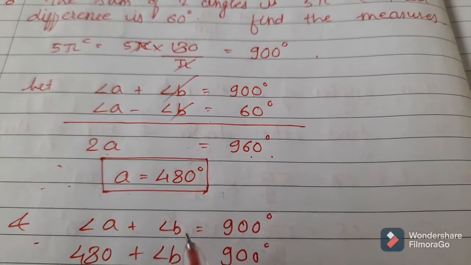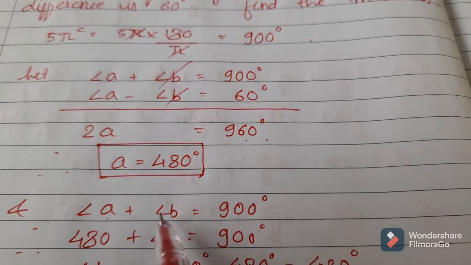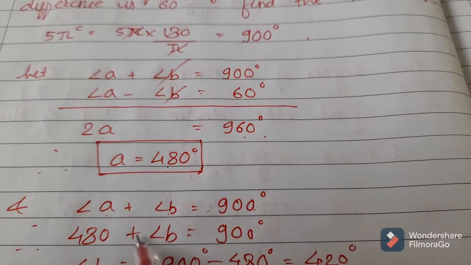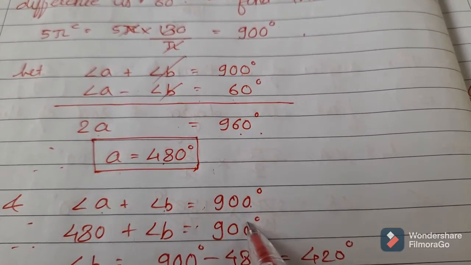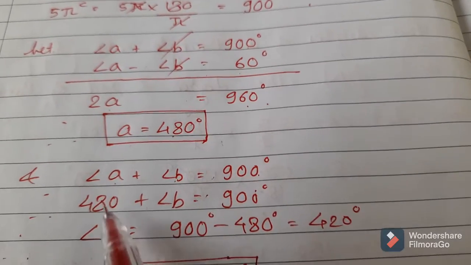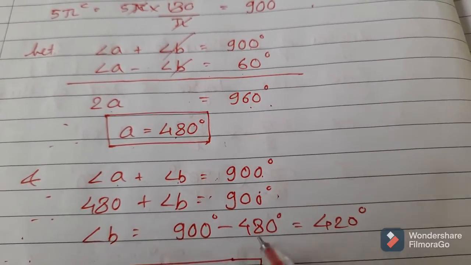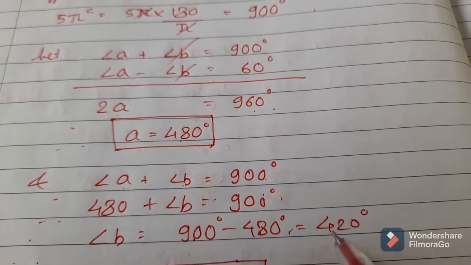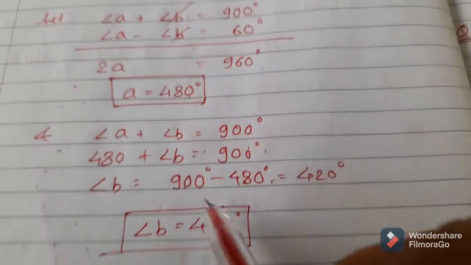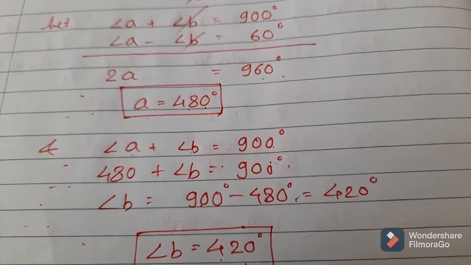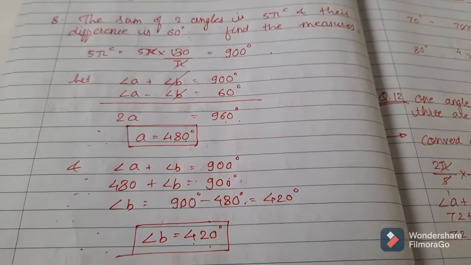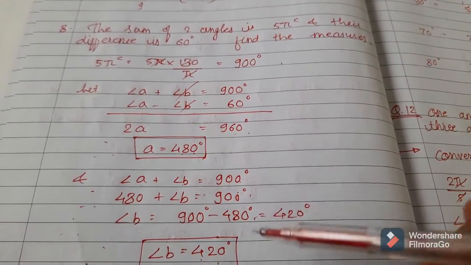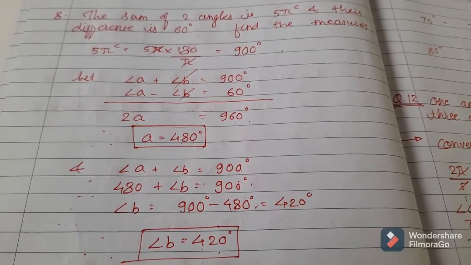And by applying the second equation, angle A plus angle B is equal to 900, with angle A as 480, hence angle B is equal to, this 480 will get minus by coming to RHS, 900 minus 480 is equal to 420. So angle A is 480 and angle B is 420 degrees. As they have not asked us to convert it into radians, we'll leave it here. I hope you understand this.